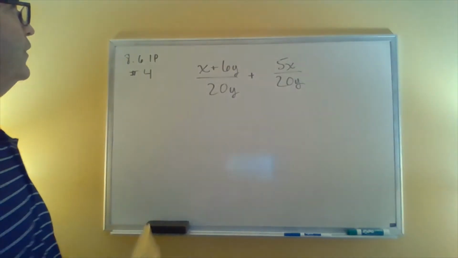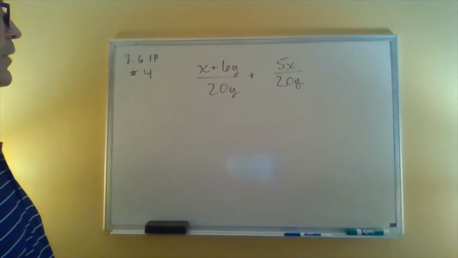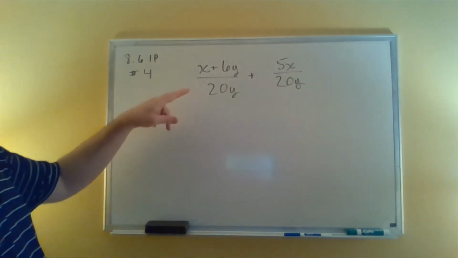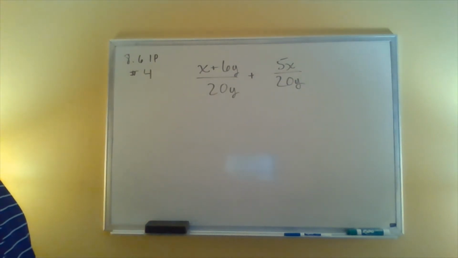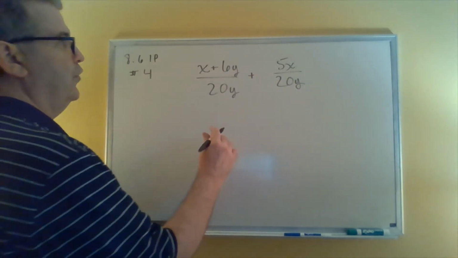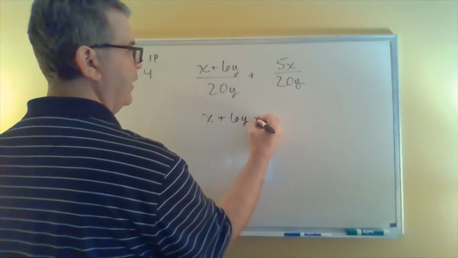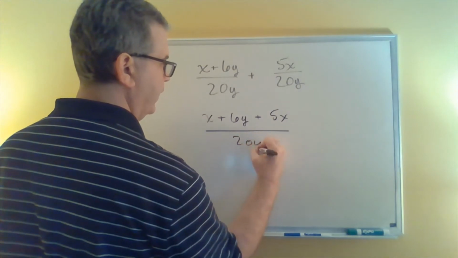Number 4, we have x plus 6y over 20y plus 5x over 20y. Step 1, we factor each denominator completely. They are already factored. They're monomials. Step 2, we look for a common denominator. We do have a common denominator in 20y. So now we combine our numerators, keeping our common denominator of 20y.